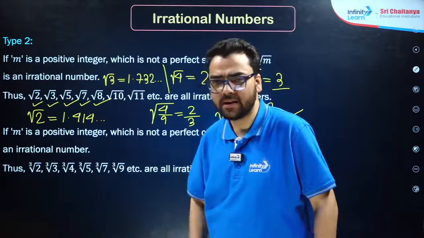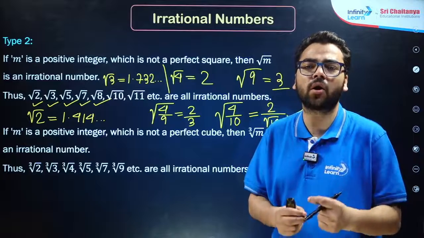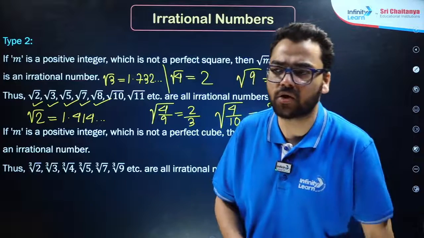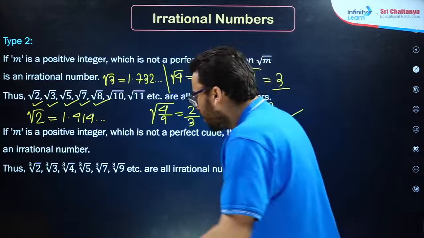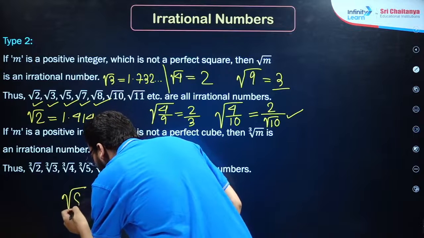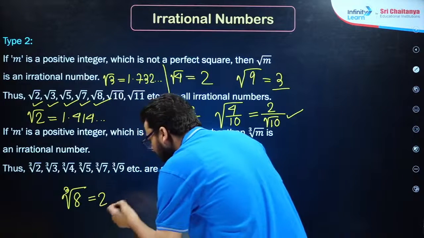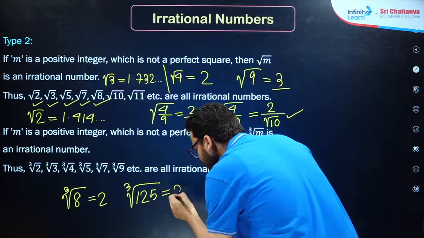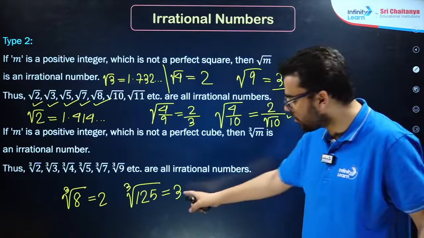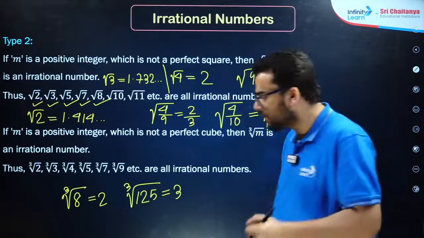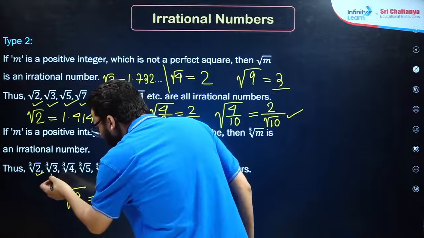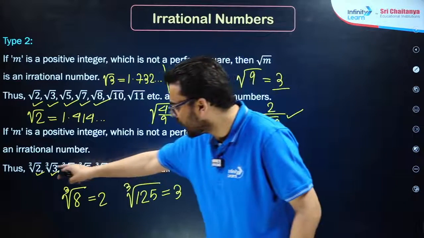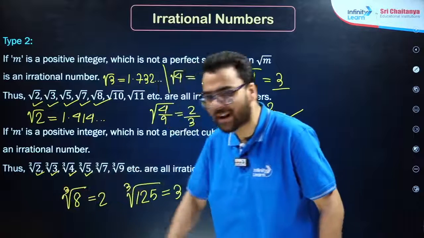In the same manner, suppose you find the cube root of a non-perfect cube number. That is also an irrational number. For example, if I find the cube root of 125, 125 is a perfect cube number, so that is not an irrational number, right? These are all rational numbers. But 2 is not a perfect cube, 3 is not a perfect cube, 4 is not a perfect cube, 5 is not a perfect cube. So cube roots of any non-perfect cube numbers are all irrational numbers.